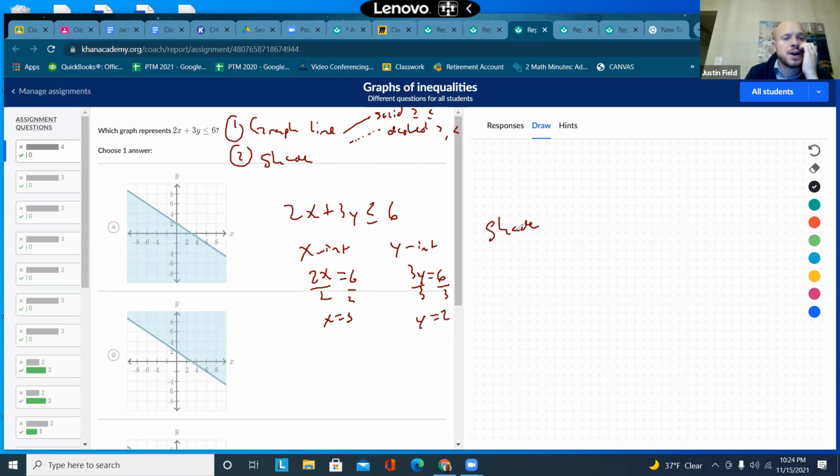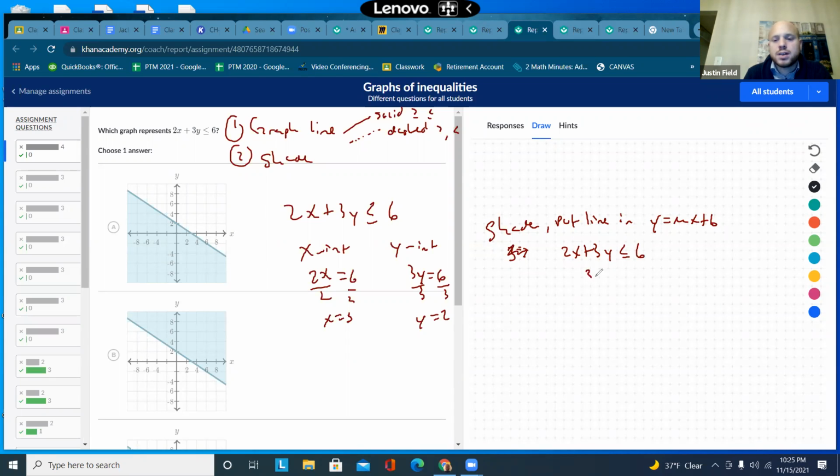So in order to figure out the way to shade, you can do two things. You can substitute a point in and see if it's true or false, I guess. But the way I always do it is I put the line in y equals mx plus b, slope-intercept form. So we're going to start out with 2x plus 3y is less than or equal to 6.